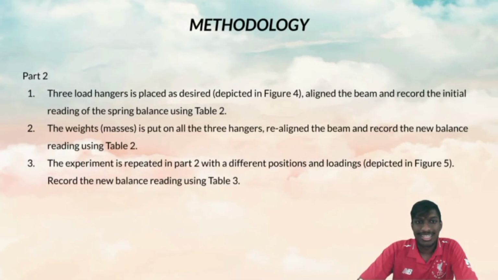For part 2, 3 load hangers are placed as desired, align the beam and record the initial reading of the spring balance using table 2. Then the weight is put on all the 3 hangers, realign the beam and record the new balance reading using table 2. The experiment is repeated in part 2 with a different position and loading. Record the new balance reading using table 3.